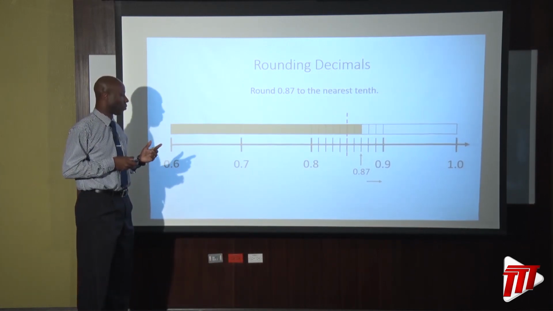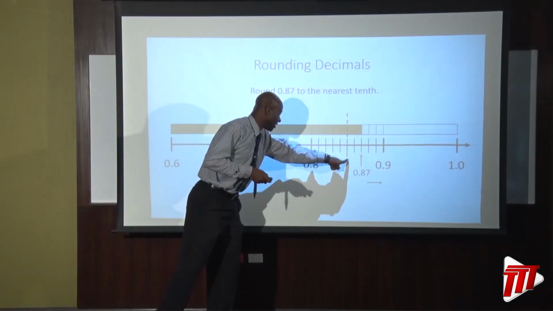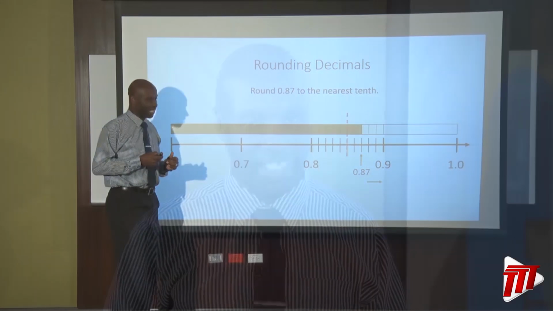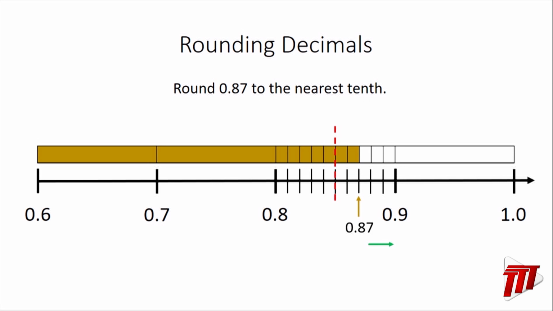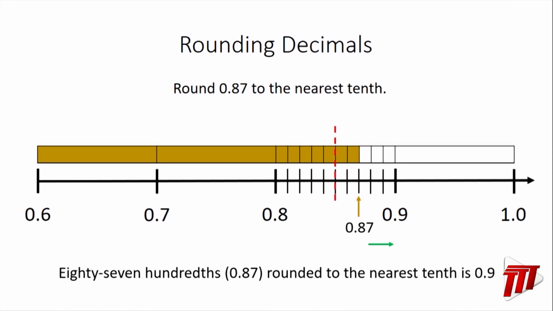What if it were 85 hundredths, so that it would have been located exactly on the midpoint? In that case, if the value we are required to round is located exactly on the midpoint, we round up. Not down, but up. In our particular example, 87 hundredths lies to the right of our midpoint, so we are going to round up to 9/10. 87 hundredths rounded to the nearest tenth is 9/10.